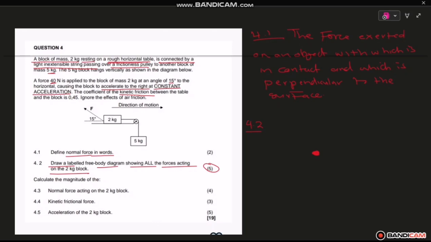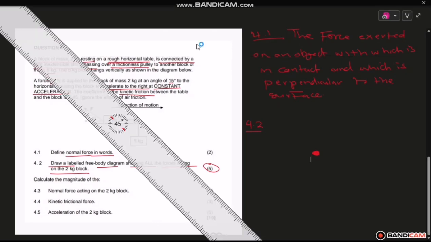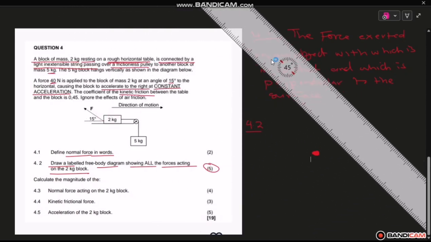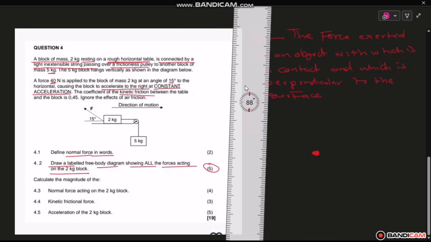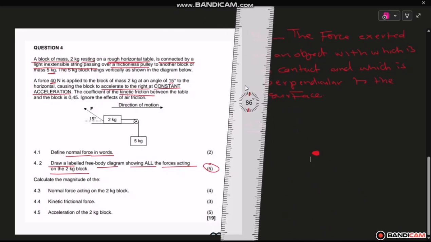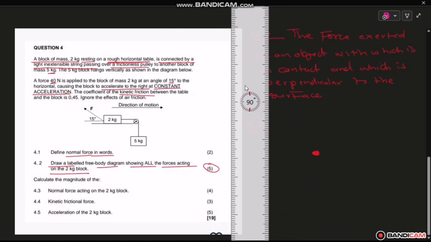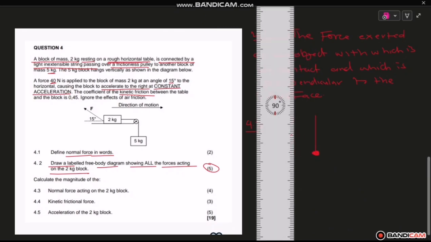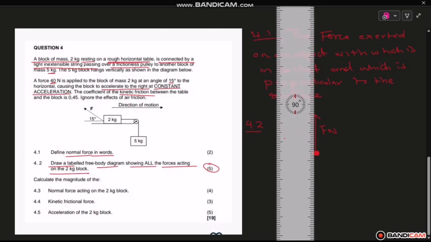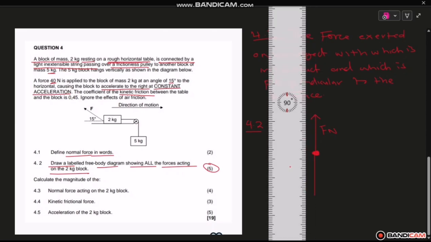Remember, a free body diagram is indicated by a dot. Let me use my ruler so that our free body diagram can be drawn with straight lines. Let's adjust our ruler to 90 degrees. This is the normal force. Why? Because the object is in contact with the surface. Therefore, you put the arrow. This is Fn, or N. Then down here we have a force pointing vertically downwards, which is Fg.